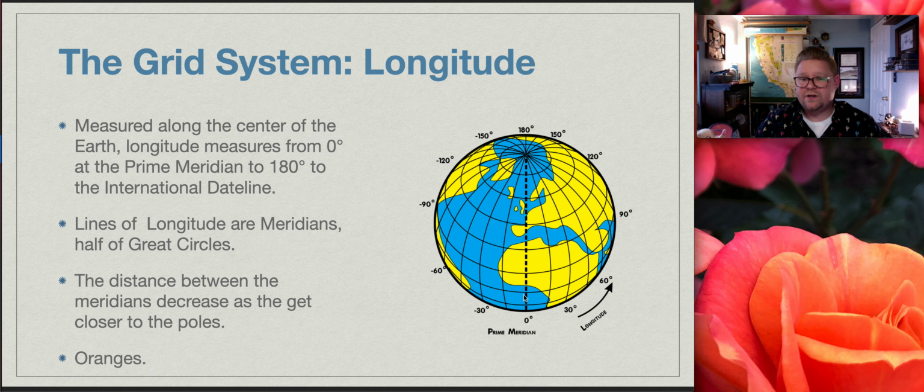So these are in 15-degree increments. So this is 0, 15, 30, 45, 60, and you work your way across. Actually, I first said 30, sorry, these are 15 degrees. But nonetheless, you have this grid system, perfect. Lines of longitude or meridians are half of great circles.